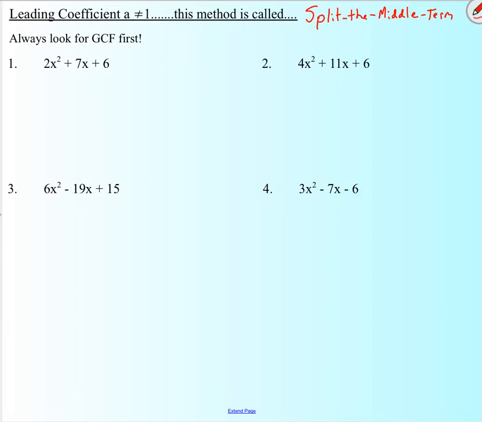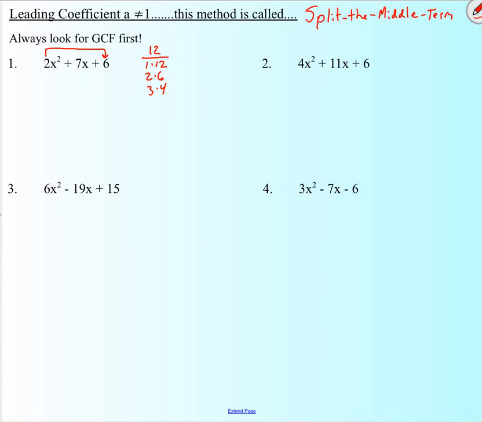So to do that, you take your lead coefficient and multiply it by your c value. 2 times 6, that's going to give me 12. Now you want to list every factor that gets you 12. So that'd be 1 times 12, 2 times 6, 3 times 4. So those are all the products I can think of that give me a 12.